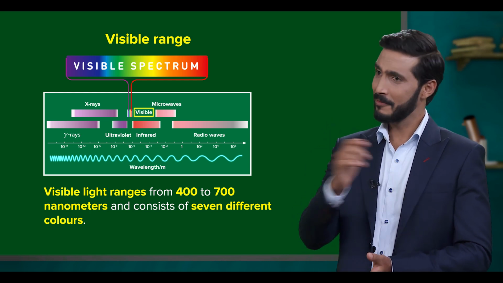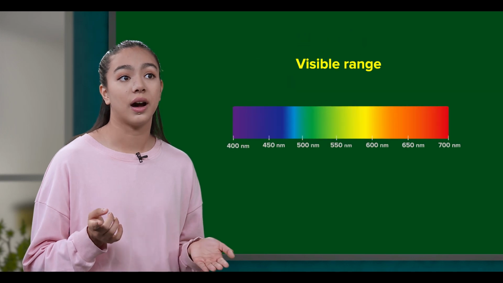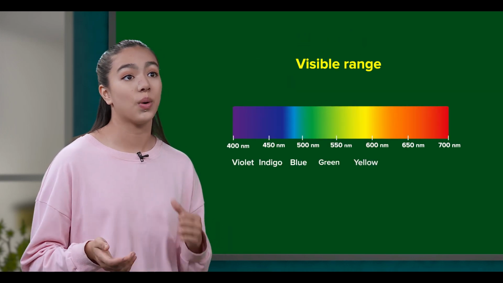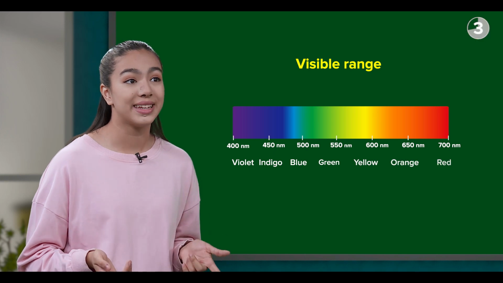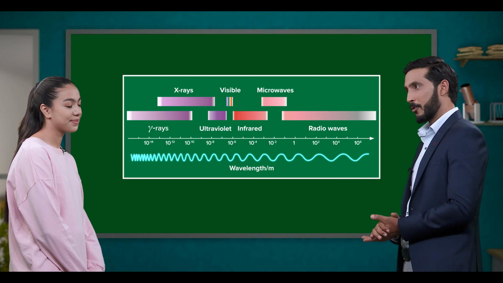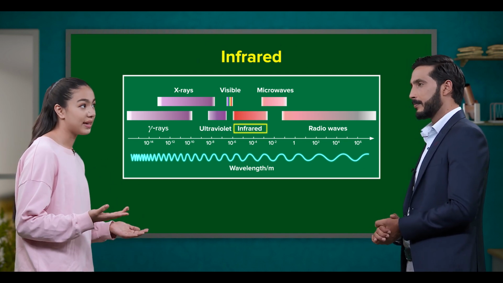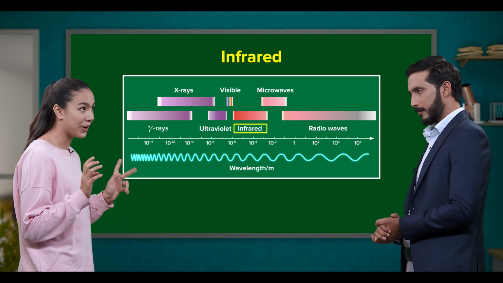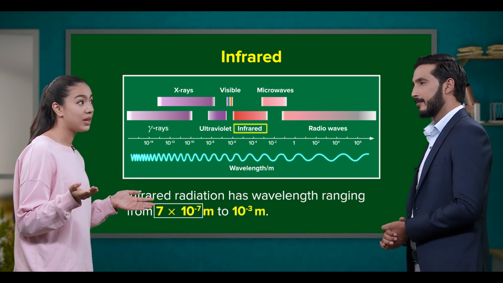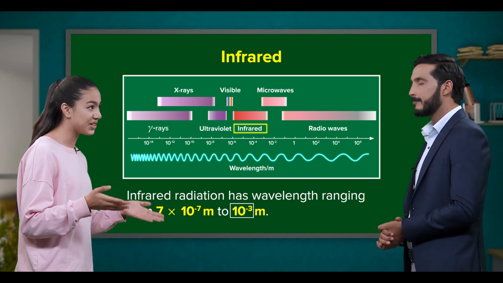Anushka, can you name the 7 colors? Easy. In increasing order of wavelength, there are violet, indigo, blue, green, yellow, orange, and red. Good. And what's beyond red? That's infrared. As the name suggests, it is below red, which has a wavelength ranging from 7 times 10 to the power of minus 7 to 10 to the power of minus 3 meters.